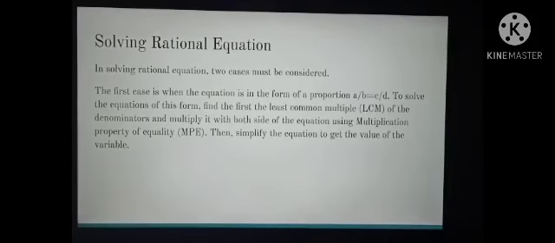The first case is when the equation is in the form of a proportion, a over b equals c over d. To solve an equation of this form, find the least common multiple, or LCM, of the denominators and multiply it with both sides of the equation. Then, simplify the equation to get the value of the variable.